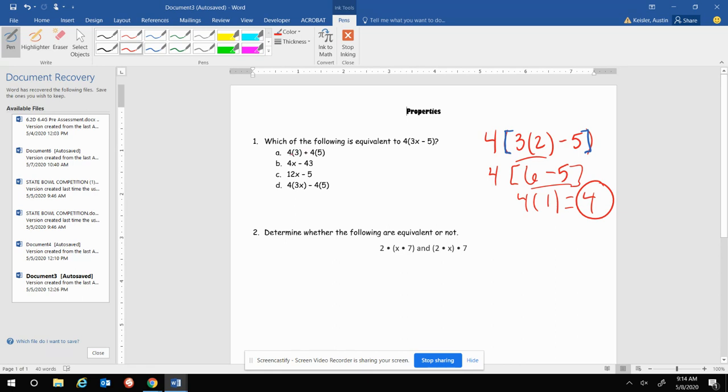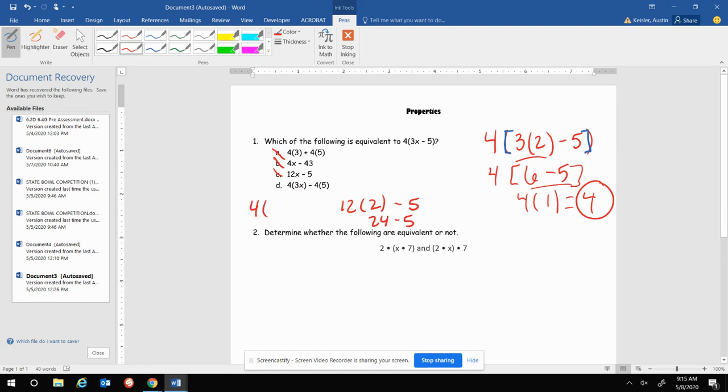So I know 4 times 3 is 12, and 12 plus 4 times 5, that's 20. That's not going to give me 4. That's going to give me a much higher number. On the second one, if I do 4 times 2, it's going to give me 8, and I know 8 minus 43, that's definitely not going to give me 4. C is the one that a lot of people like to pick, and you need to be careful. 12 times 2 is 24, and 24 minus 5 is not 4. And then the last one obviously is going to have to work.